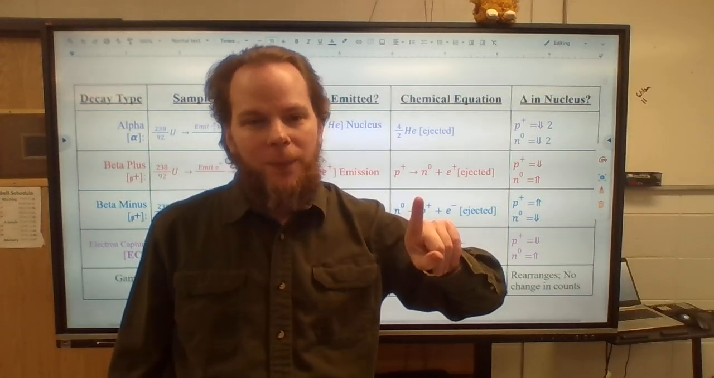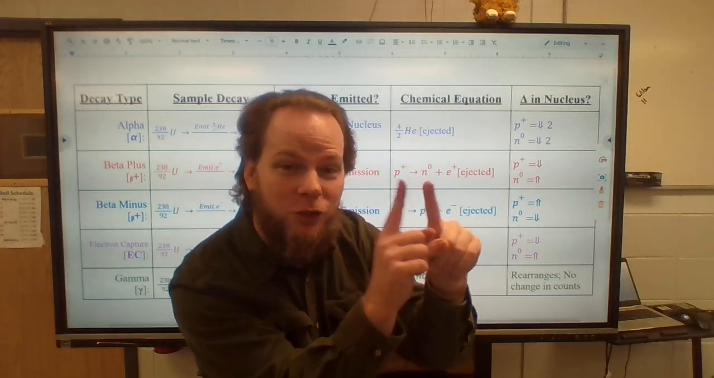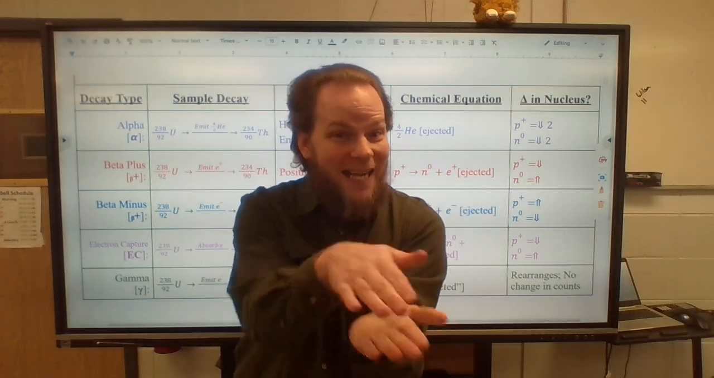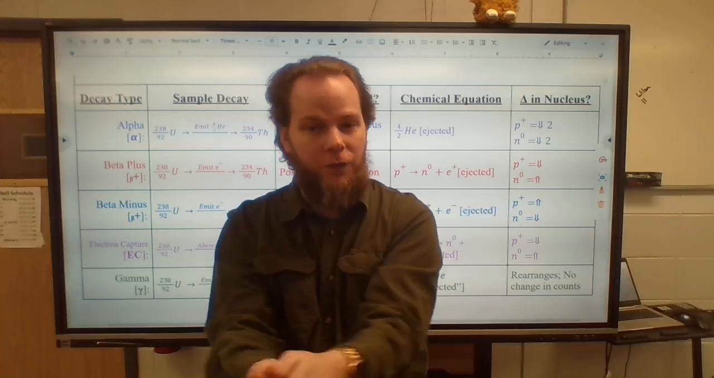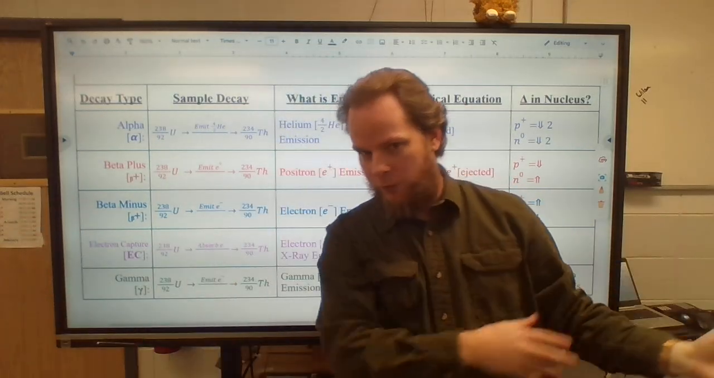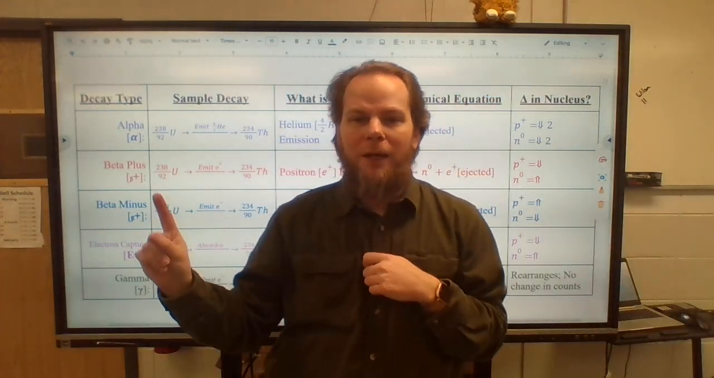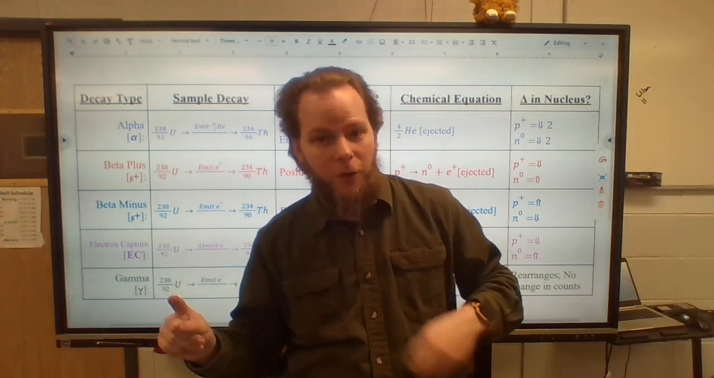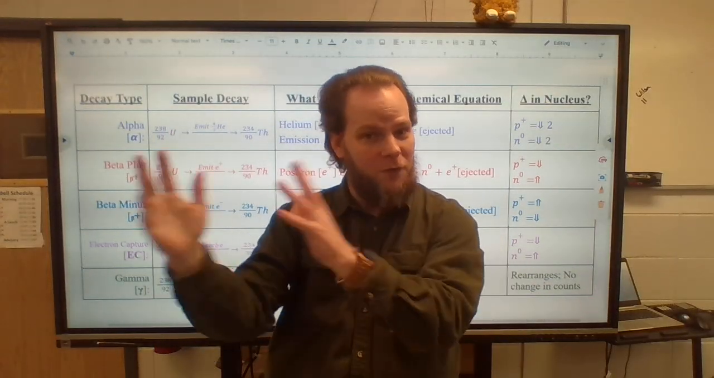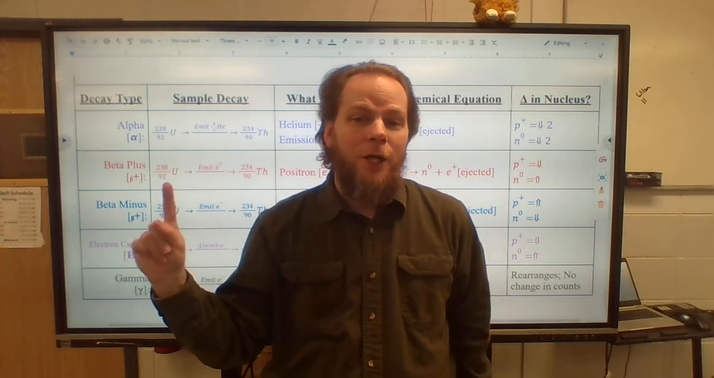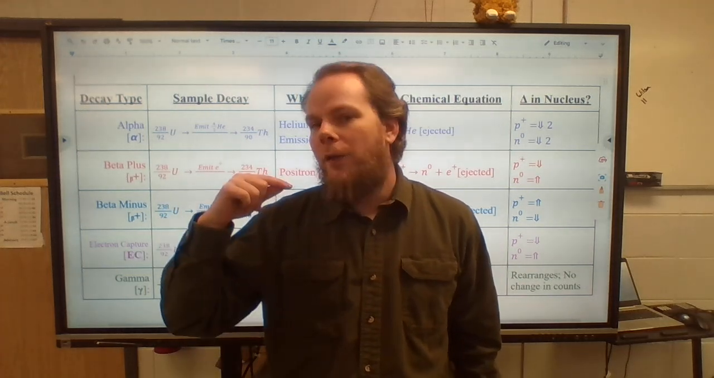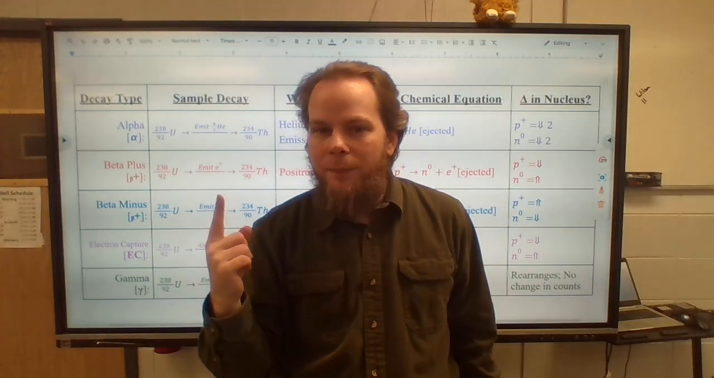Now, why is this a big deal? Well, we just changed a proton into a neutron. When that happens, the element changes, and the proton-to-neutron ratio changes. So now, instead of having uranium-238, by the way, all of these samples start with uranium-238 so that we can see what the difference is in the product. We start with uranium-238, we eject that positron, well, that proton became a neutron.